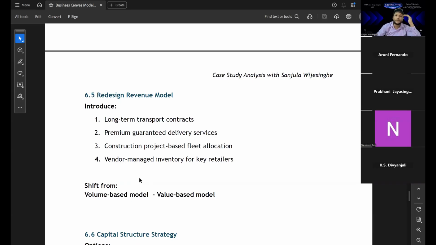Now you see the redesigned revenue model: long term transport contracts, premium guaranteed delivery service, construction project based fleet allocation. You are going to allocate one fleet only for the construction. You cannot use those for other things. I think you have seen a ready mix machine.